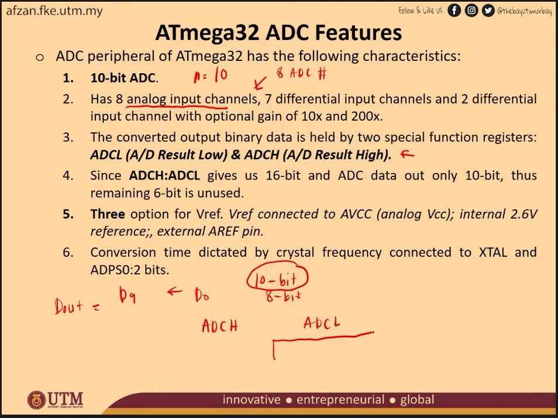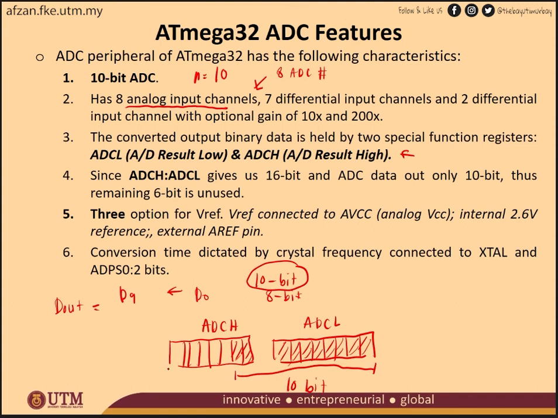This is the ADCL, which consists of 8-bit data, while another 8-bit data comes from ADCH. But the problem is the digital output here is only 10 bits. Let's say we use left justified or right justified. So use all this data here, 1, 2, 3, this 8 bits, plus 2 more, and make it 10-bit data.